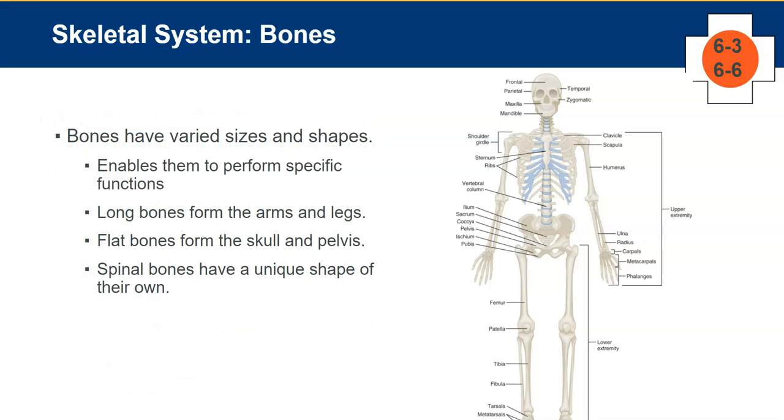Bones have varied sizes and shapes depending on their specific function. So long bones in the arms and legs allow for movement of our extremities and movement of our entire body. Flat bones in the skull and pelvis offer protective functions, and then spinal bones don't articulate that much, but they have the function of protecting that part of our central nervous system inside the spinal cord.